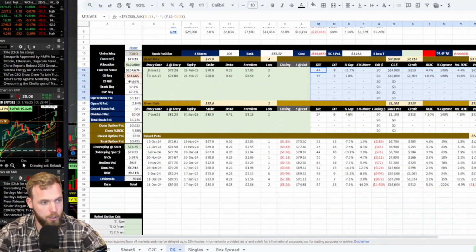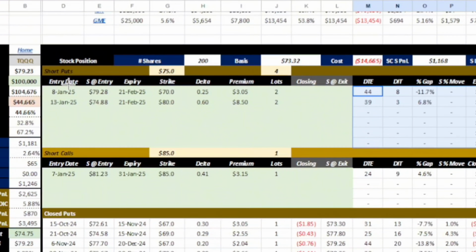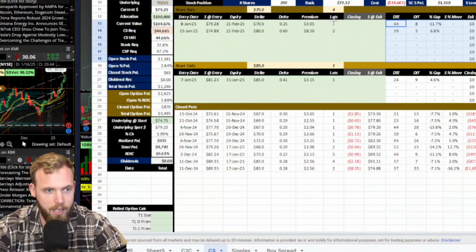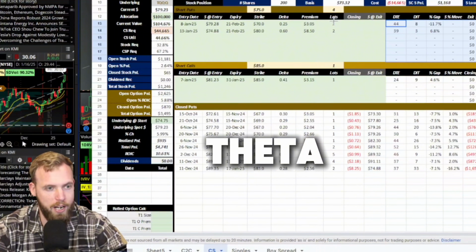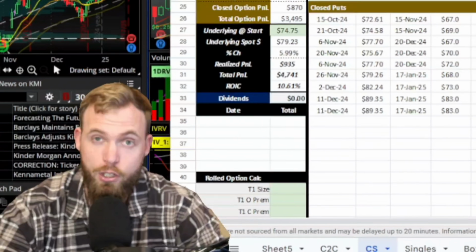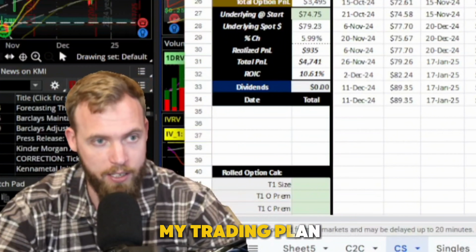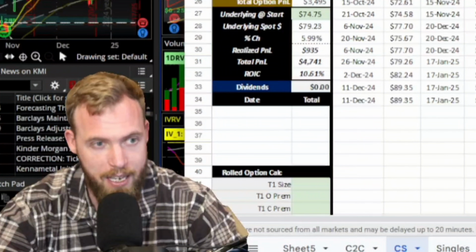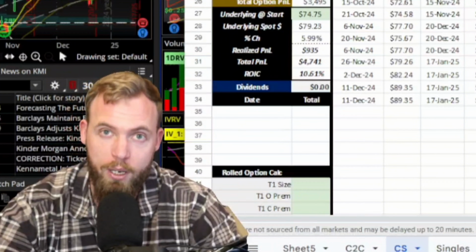So if we take a look, you can see for the covered strangle, I'm tracking things like entry date, stock, expiry, strike, delta, premium, lots. Now notice how I'm not tracking something like beta, and I'm not tracking something like Vega. And the reason is because although I care about those metrics and they're actually part of my trading plan, from a tracking perspective, those don't really impact the breadth of what I'm doing.